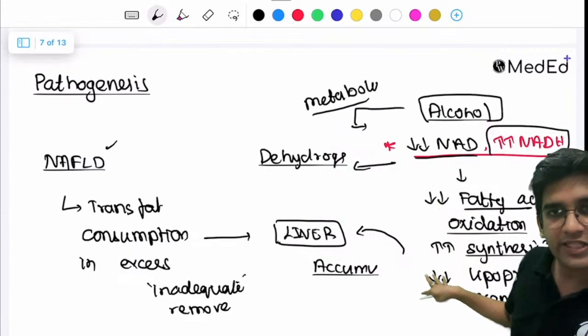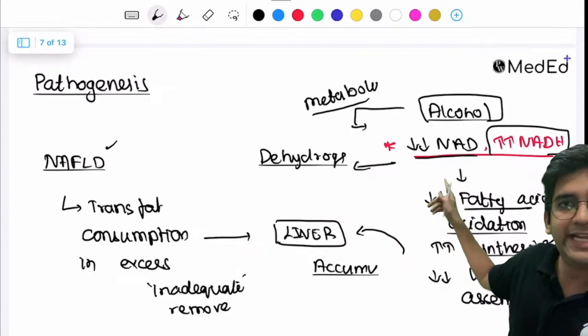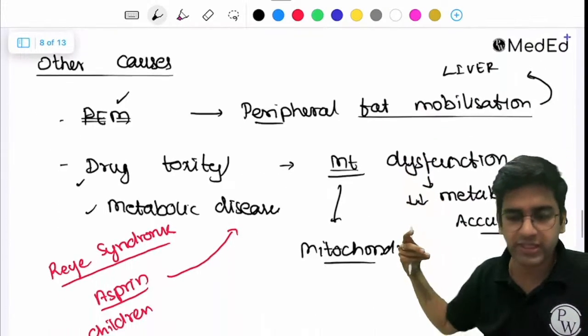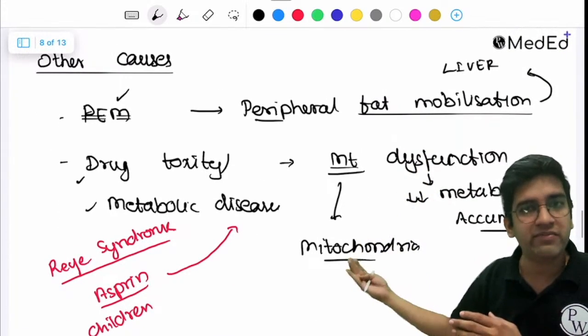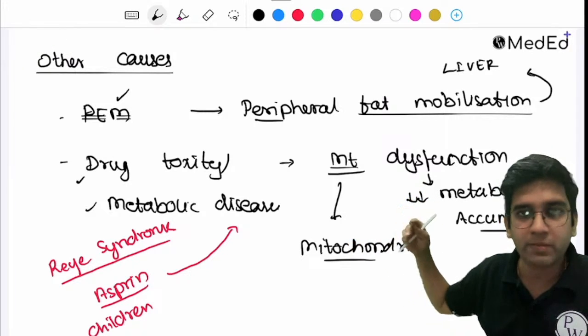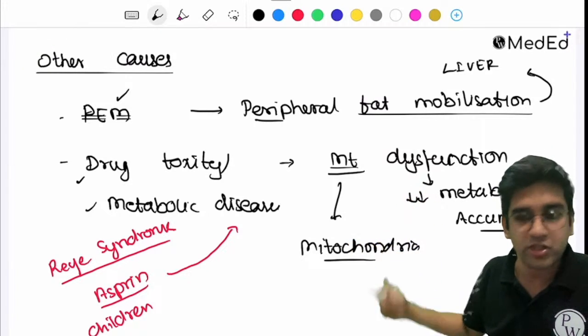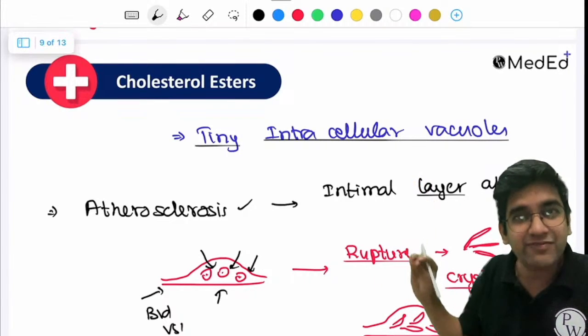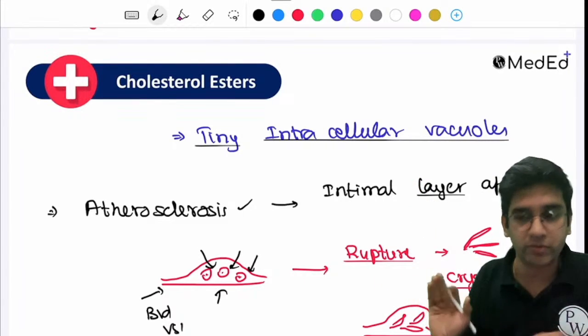We know why alcohol causes fatty liver, because of altered NAD/NADH ratio, and why non-alcoholic is more of consumption, it accumulates, right? Other few causes: peripheral fat comes inside, drug toxicity, mitochondria is lost. When mitochondria is lost, obviously the metabolism is going to be defective. Cholesterol esters are tiny vacuoles compared to triglycerides, it's a uniform thing.